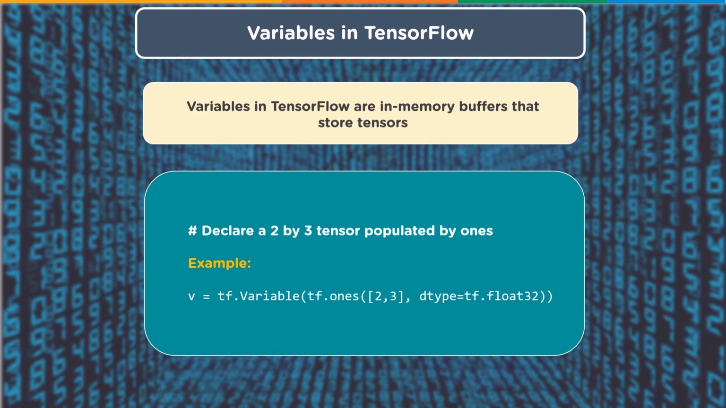And then we have our variables in TensorFlow. Variables in TensorFlow are in-memory buffers that store tensors. So we can declare a 2 by 3 tensor populated by ones. You could also do constants this way, by the way, so you can create an array of ones for your constants. I'm not sure why you would, but you might need that for some reason. Here we have v = tf.Variable(tf.ones([2, 3])), where the shape is 2, 3, which creates a nice 2 by 3 array filled with ones. And of course, they're variables, so you can change them. It's a tensor, so you have full control over that.